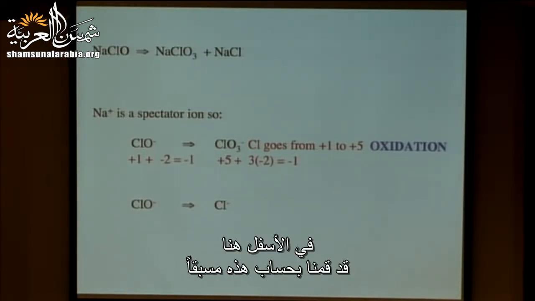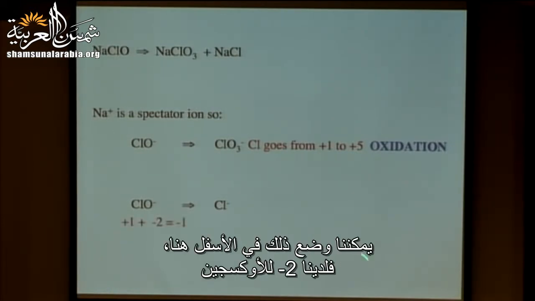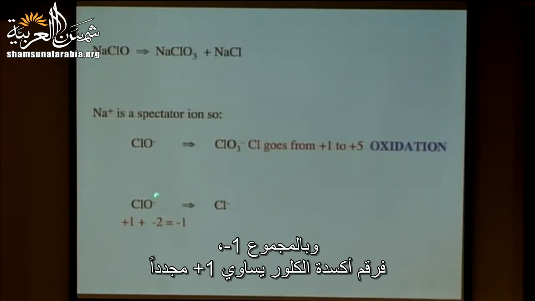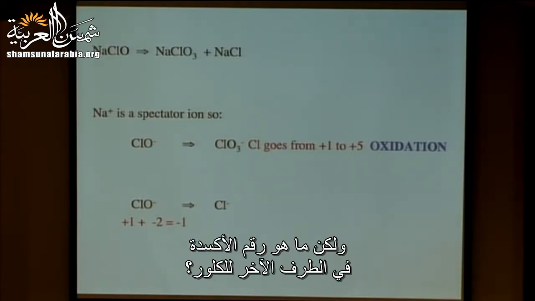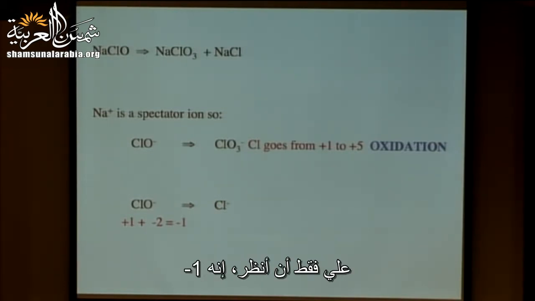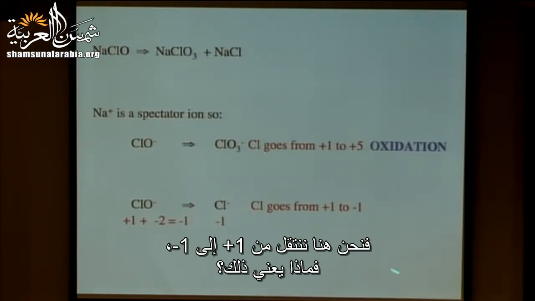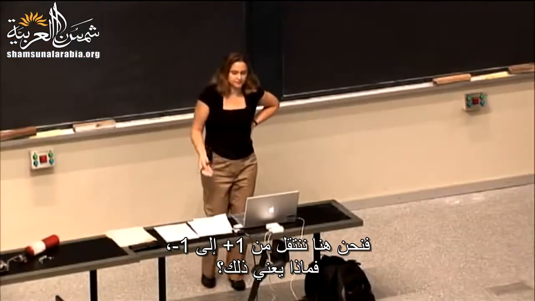All right, so down here, we've already done this one. So we can put that down here. So we have minus 2 for oxygen, overall minus 1. And so chloride is plus 1 again. And what's the oxidation number on the other side for chlorine? Minus 1. I just have to look. And so that's minus 1. So here we're going from plus 1 to minus 1. So what is that? That's a reduction.